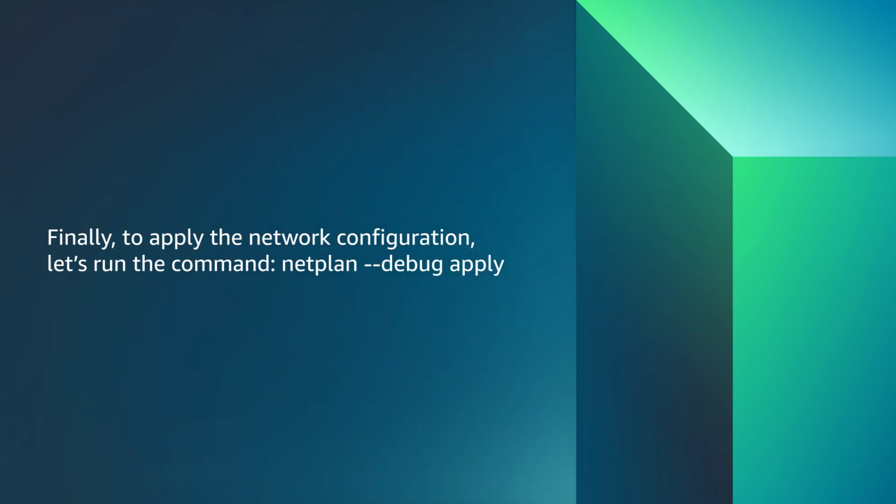And now you know how to make your secondary network interface work in your Ubuntu EC2 instance.